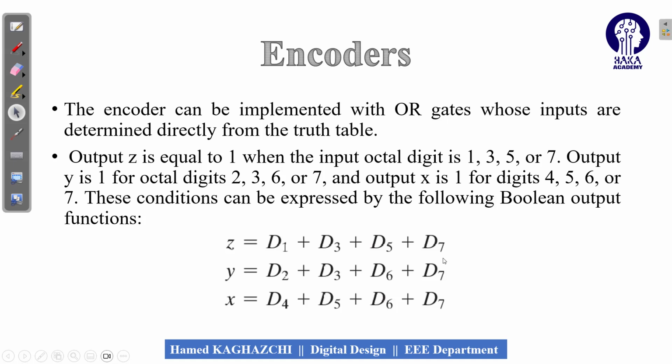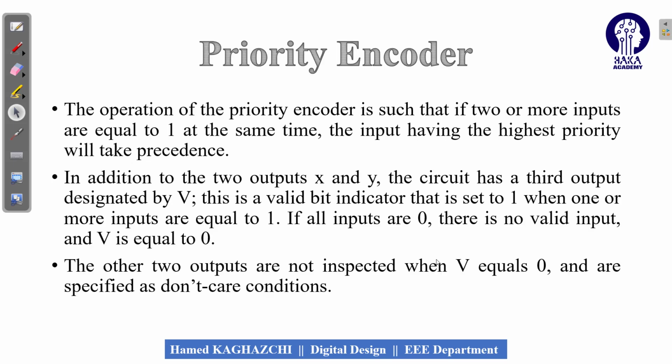Now this encoder has one problem. The problem of this encoder is this: what happens when two of the inputs are equal to 1? Because we said that the output depends on the activation of just one input of the encoder. But when we have two 1s in the input of the encoder, we cannot understand what will be the output of the encoder.